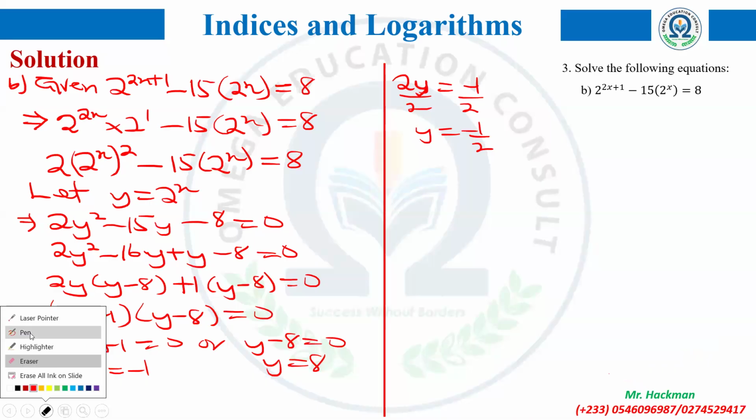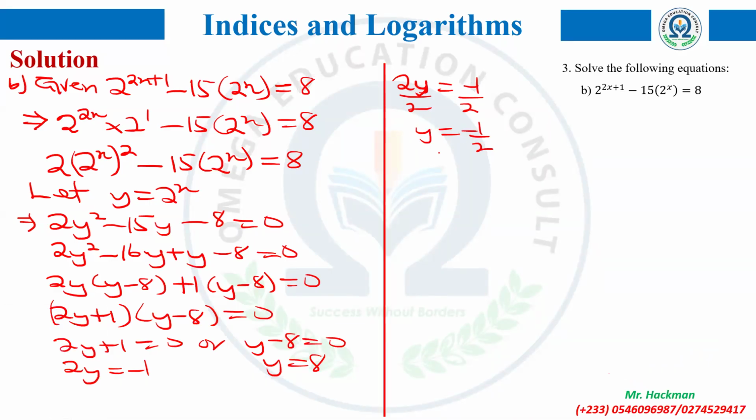Okay, so now what do we have? We will go and write. This implies that, remember, we have y is equal to this or y is equal to that. But we said y is 2 to the power x. So you get 2 to the power x is equal to minus 1 on 2, or 2 to the power x is equal to 8. All correct?